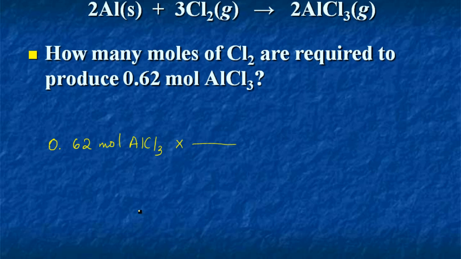How would I use it? Which one on the top? Which one on the bottom? Cl2 on the top because that's what I am looking for. How many moles of Cl2, right? So 3 moles of Cl2 on the top, and what am I given? Aluminum chloride. So that one goes in the bottom. So 2 moles of aluminum chloride in the bottom. Again, aluminum chloride and aluminum chloride get cancelled away. And how many moles do we have? 0.93 moles of Cl2 are required.